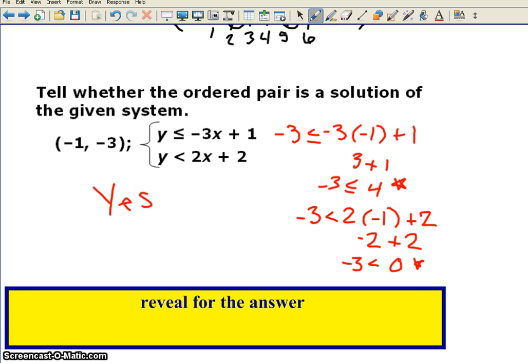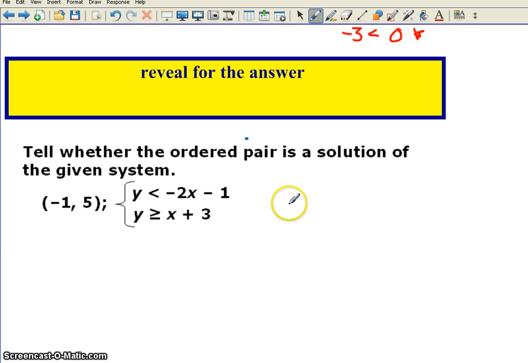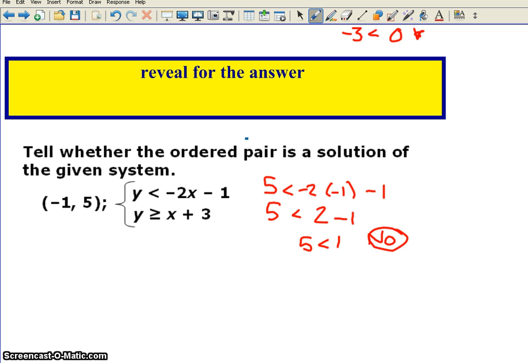Okay. There's another example that I want to show you quick. I have to scroll down here on the page a little bit to get there though. In our next example, we would plug in a 5 for the y and a -1 for x. So we would have 5 is less than -2 times -1 minus 1. So 5 is supposed to be less than 2 minus 1. 2 minus 1 is just 1. And so when I write that out, I realize that I have a statement that's not true because 5 is not less than 1. So we would go ahead and say, no, that's not true.